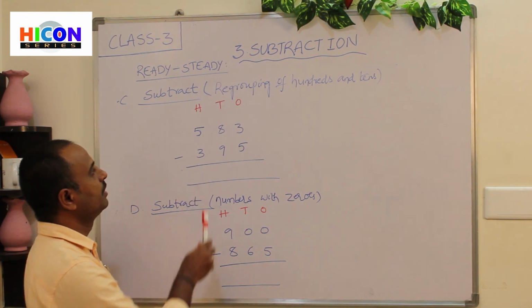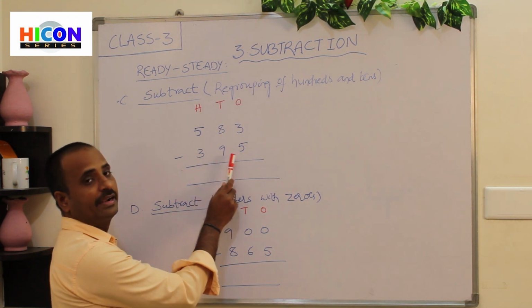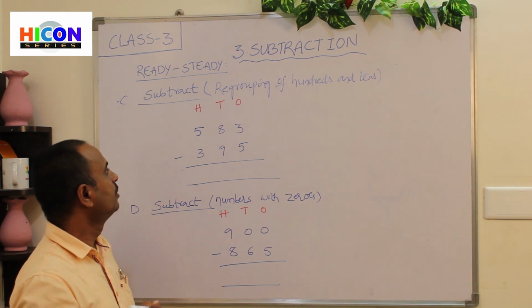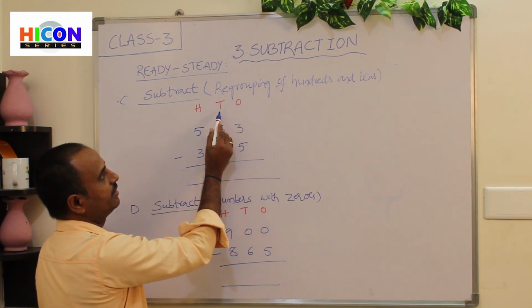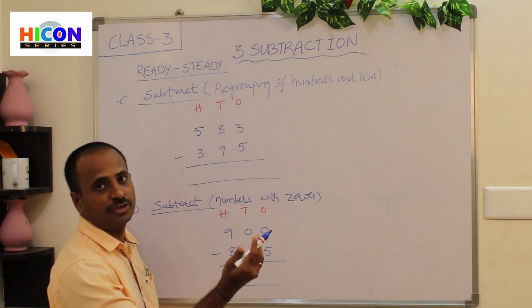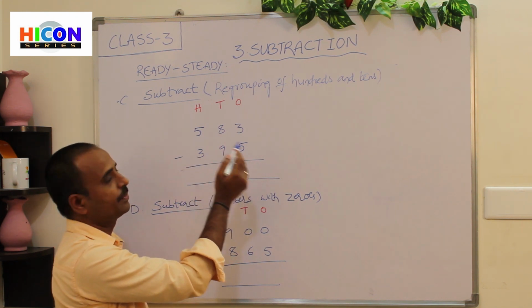So see the problem, 583 minus 395. So the 2 numbers are 3-digit numbers. So now we have to do subtraction. So this is ones place and this is tens place and hundreds place. So start subtraction from ones place. So what are the digits present in the ones place?